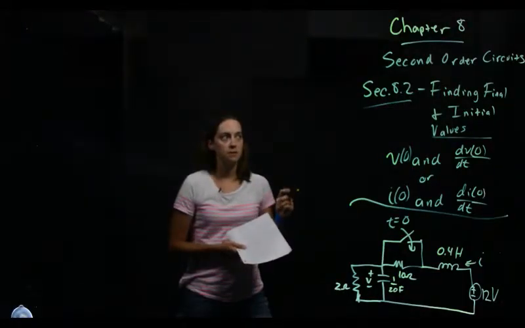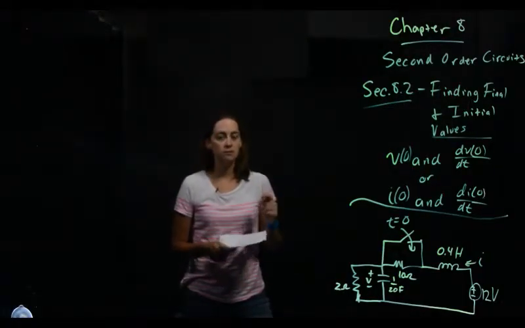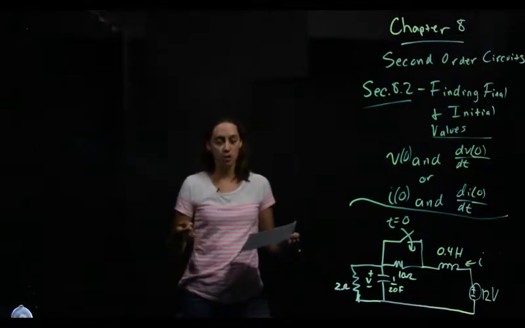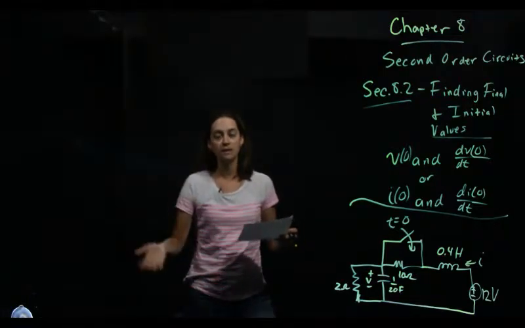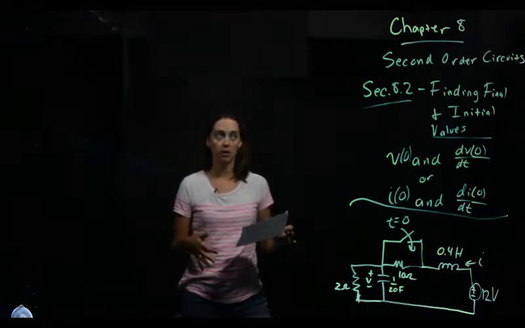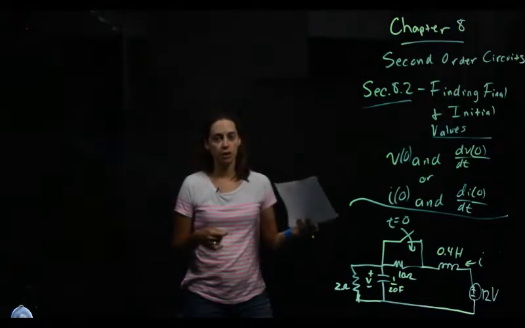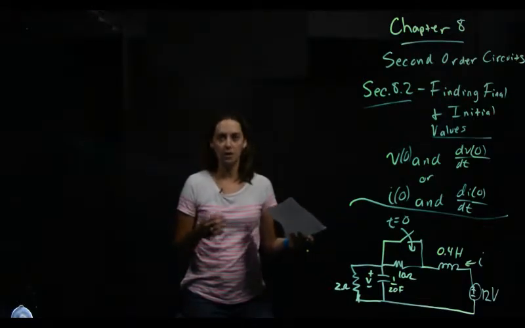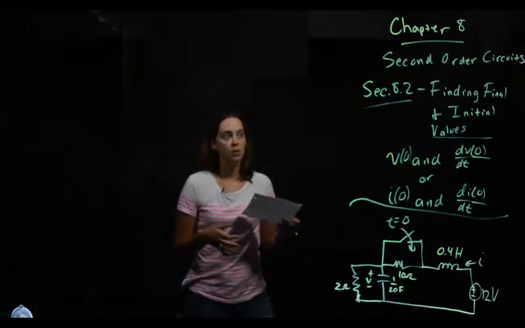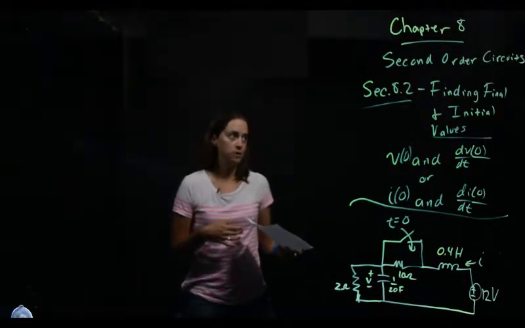Chapter 8 is about second order circuits. So 7 was first order circuits, meaning we had one charge storage element. We had either an inductor or capacitor in our circuit. With a second order circuit, you're going to have an inductor and a capacitor in the same exact circuit. And so we end up with a second order differential equation.